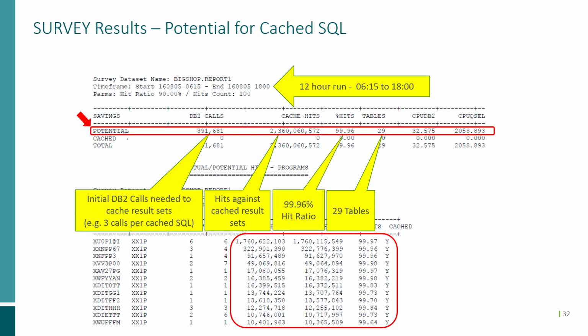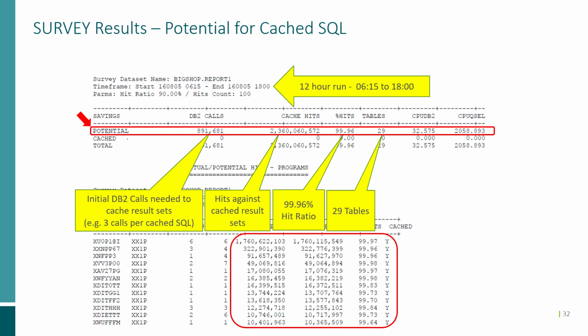And finally, we can see the ratio of Db2 calls to cache hits. We can see that 99.96% of our queries would have been cache hits as opposed to Db2 calls. Very impressive results, not atypical.